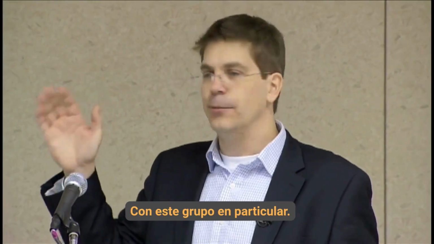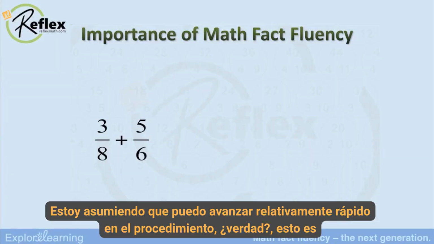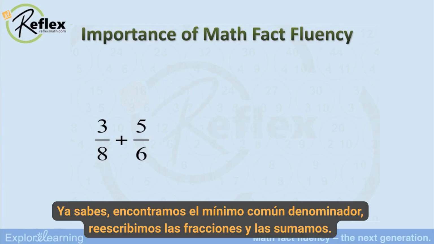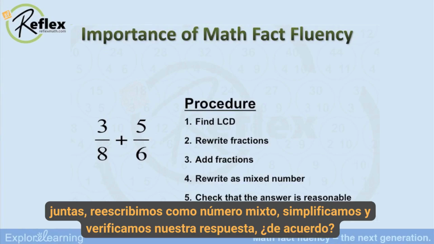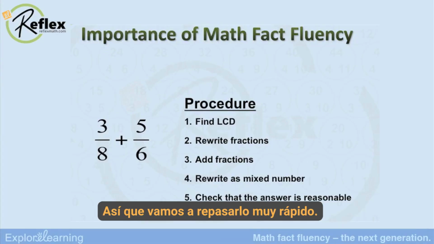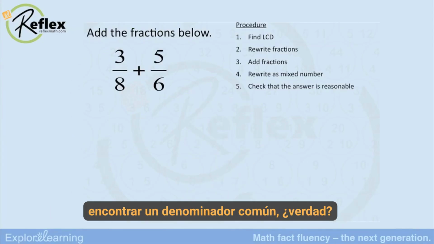Okay. With this particular crowd, I'm assuming I can go relatively quickly through the procedure, right? This is NCTM after all. We find the lowest common denominator, rewrite the fractions, add them together, rewrite as mixed numbers, simplify, check our answer. Okay, so let's go through that real fast. What's the first thing we have to do? Class, we have to find a common denominator, right?